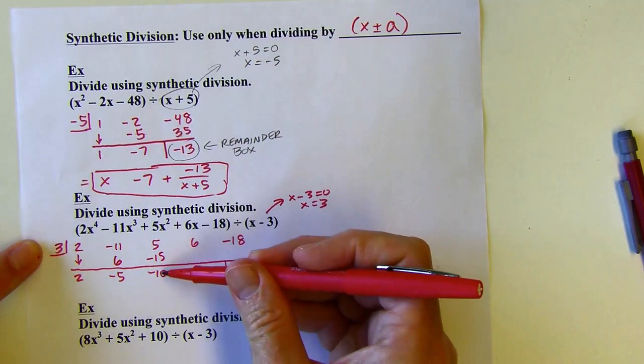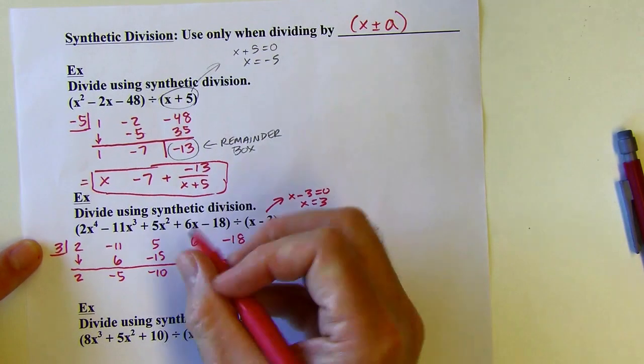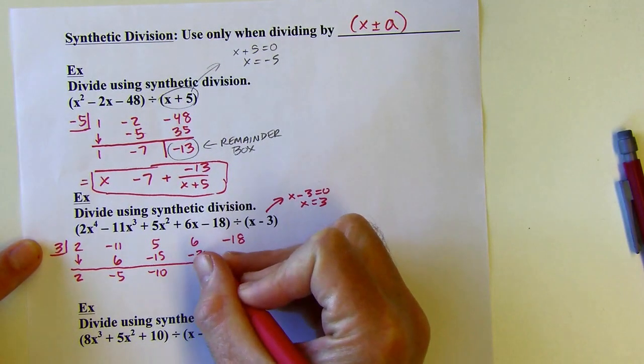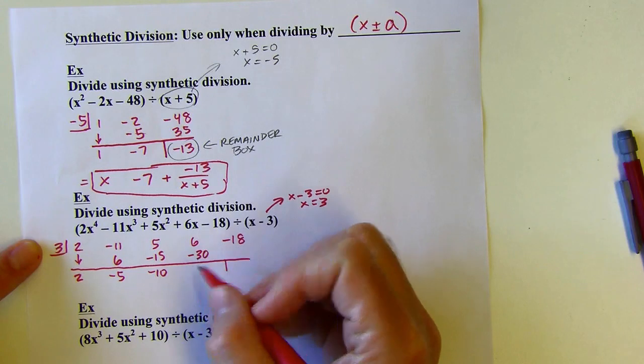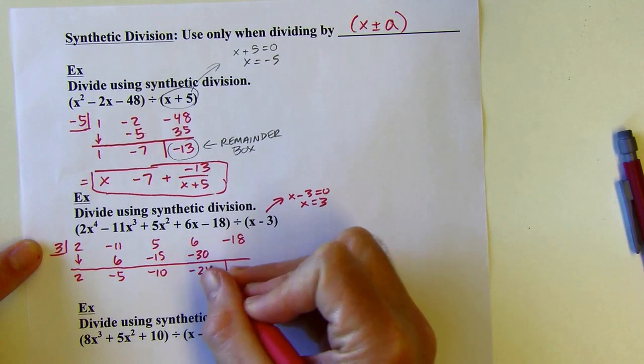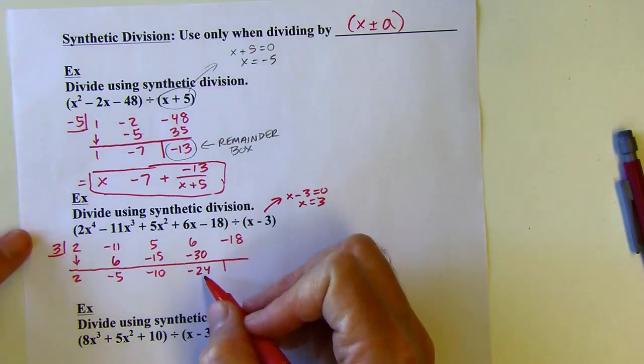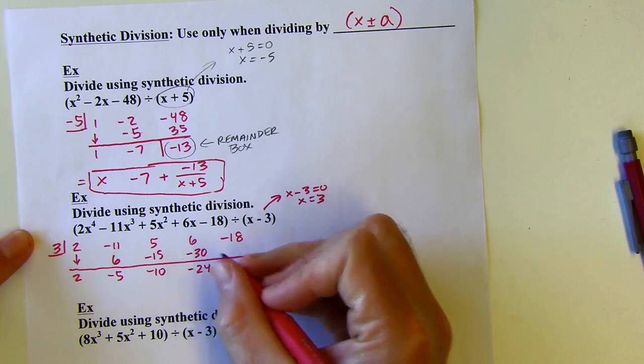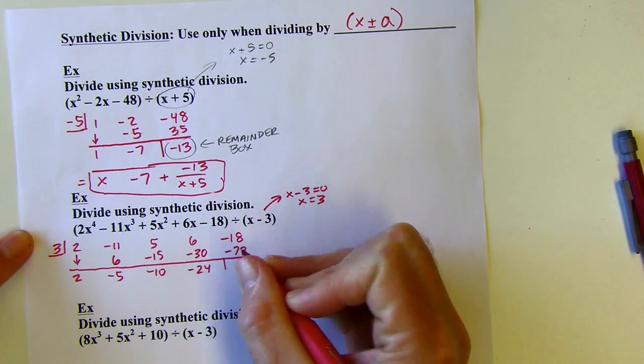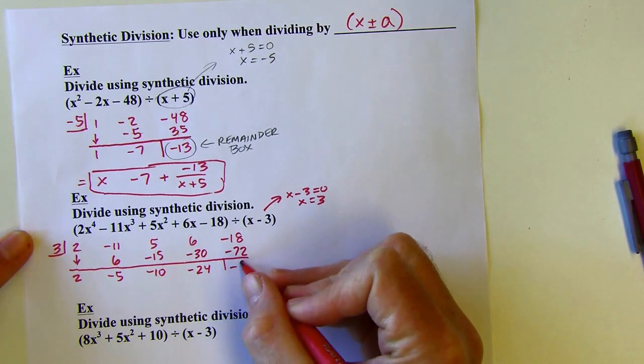And then I added those to get -10. 3 times -10 is -30. And then add these to get -24. Okay. And then 3 times -24 is going to be -72. When I add these, I get -90.